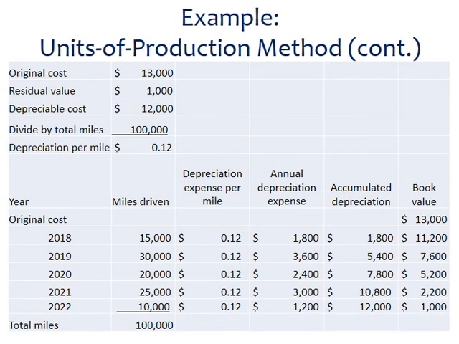We would follow exactly the same steps for years 2021 and 2022. Notice that after all 5 years are completed, total miles driven is 100,000 miles and the ending book value is $1,000, which is equal to the estimated residual value. And that concludes this units of production example.